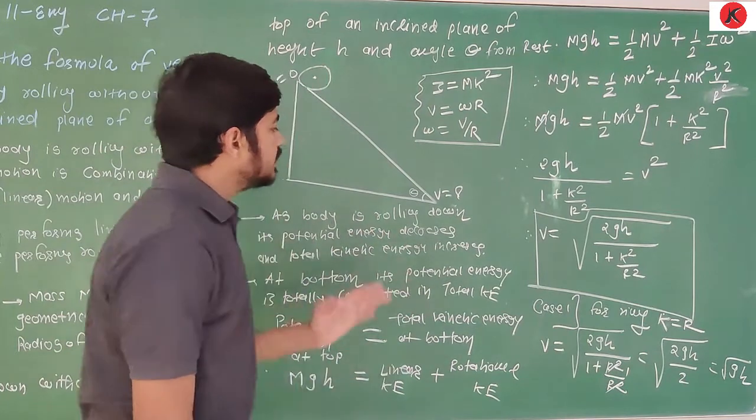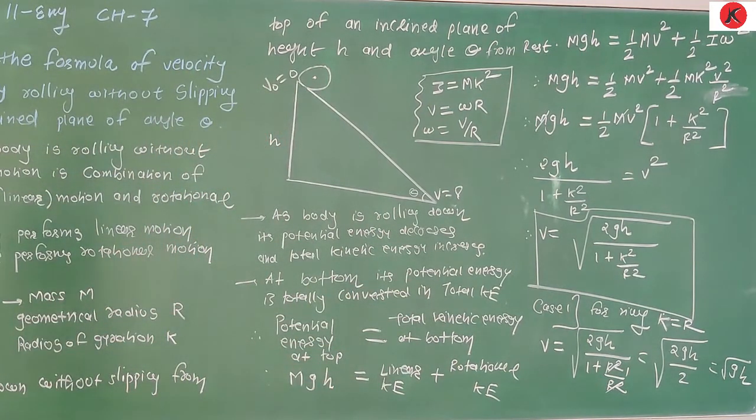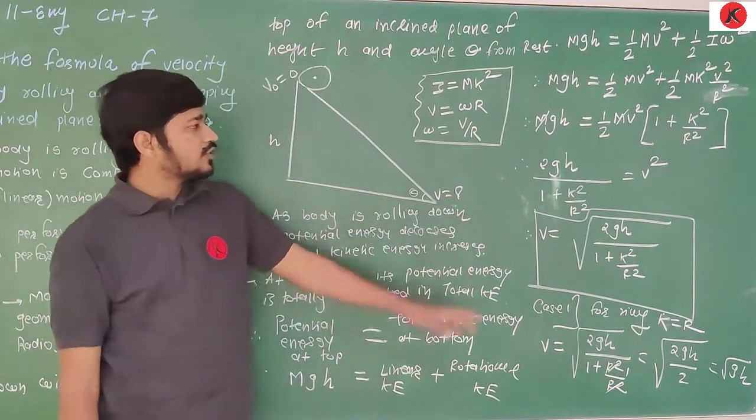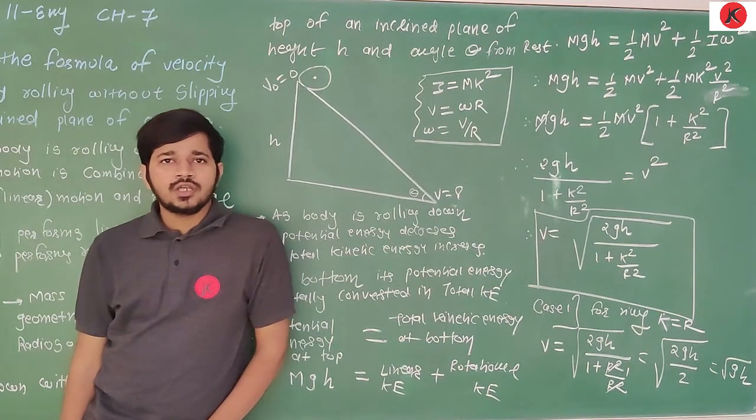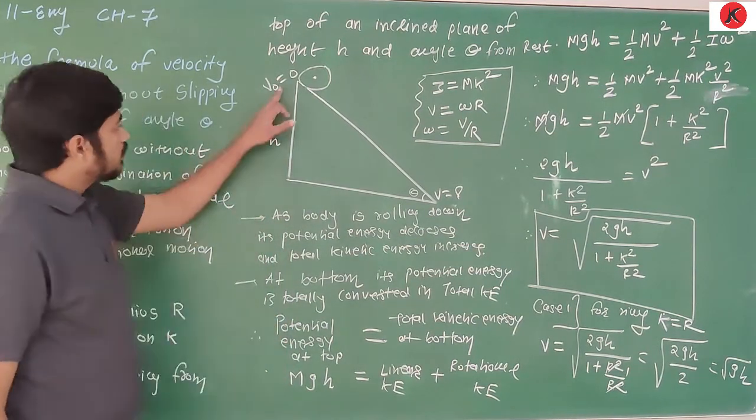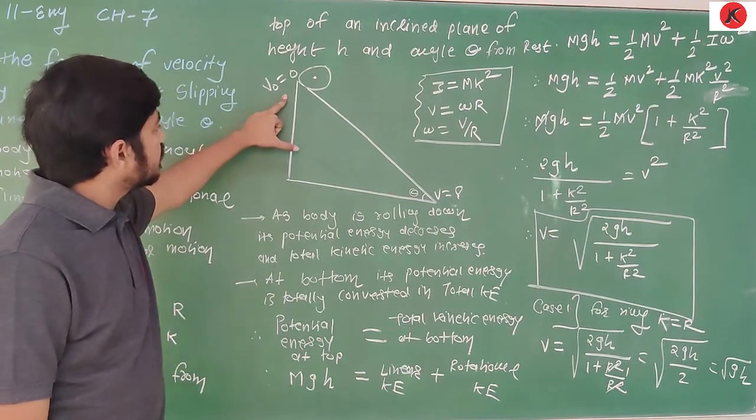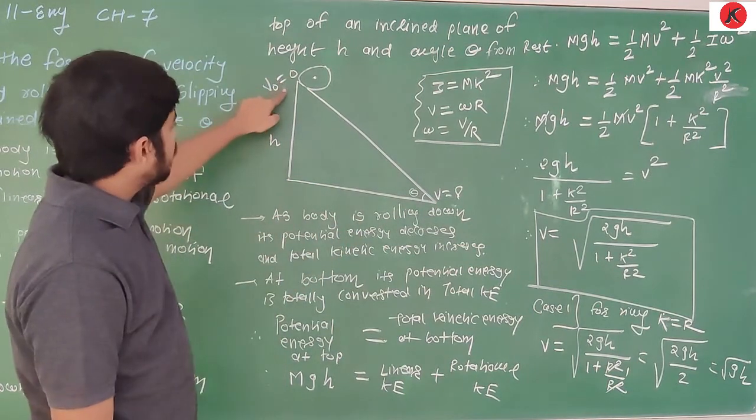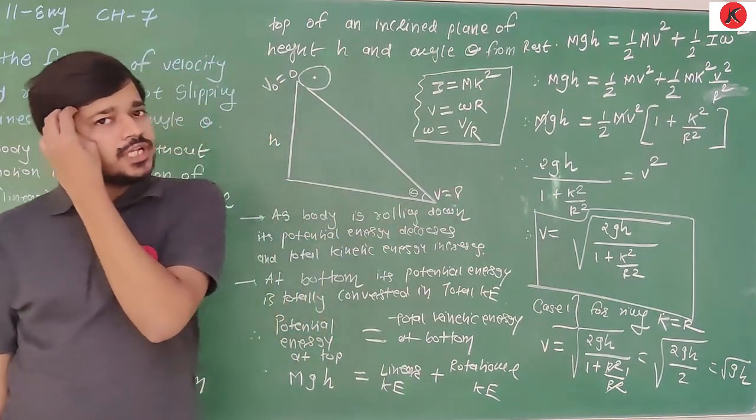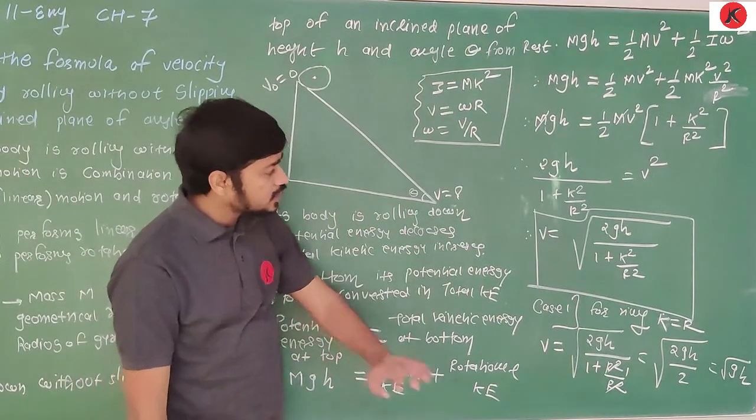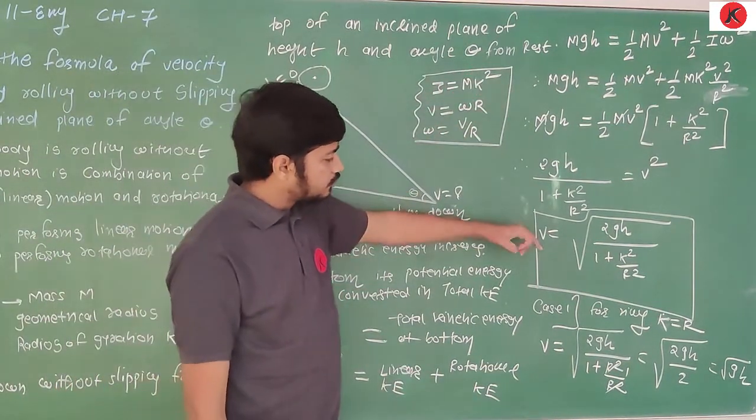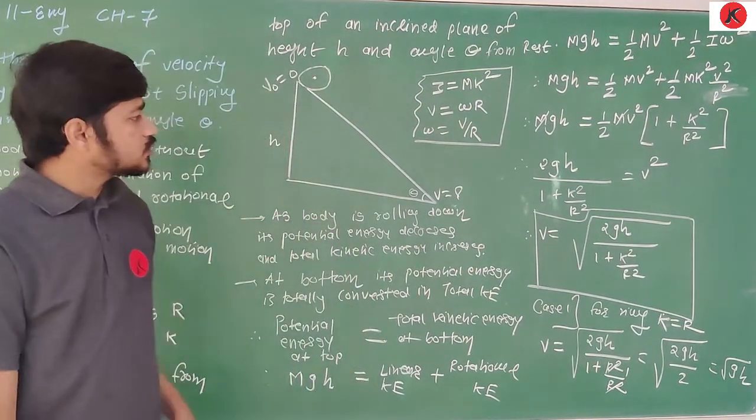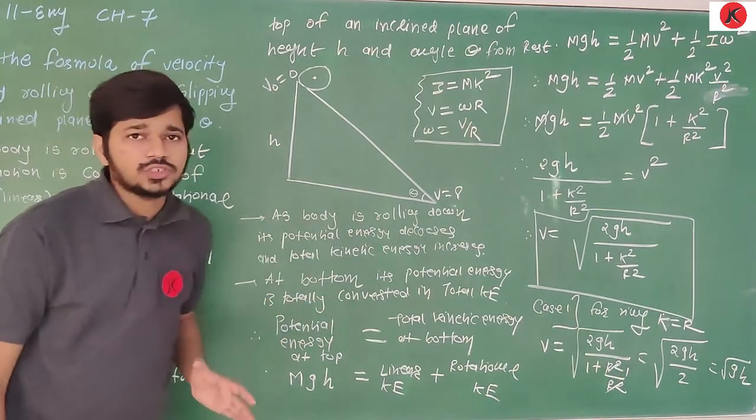Okay, so yes, it is one question for this rolling motion on an inclined plane, that is obtain the formula for velocity at the bottom. Clear about this? Okay, again from the top, from rest condition, it starts its motion, rolling without slipping. Its total potential energy is converted into total kinetic energy. Total kinetic energy means linear kinetic energy plus rotational kinetic energy. You have to remember this equation. Clear about this? Okay. So yes, it is one important theory for rolling motion.